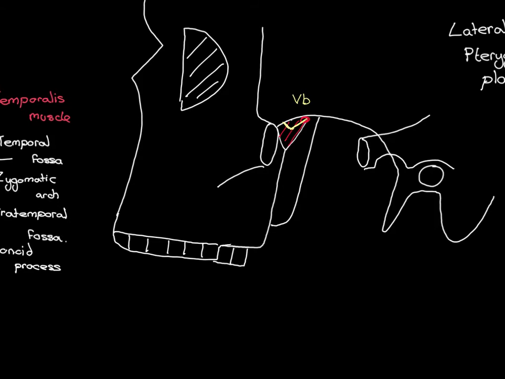So I'll show this like so. And then it continues on. So this is meant to represent it continuing on. This is its first branch here, which is the zygomatic nerve. So, what is the zygomatic nerve going to do? The zygomatic nerve is going to go into the orbital cavity first.